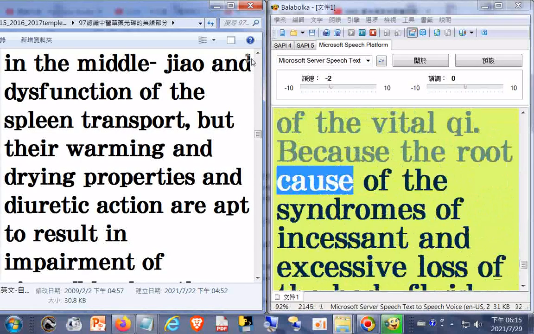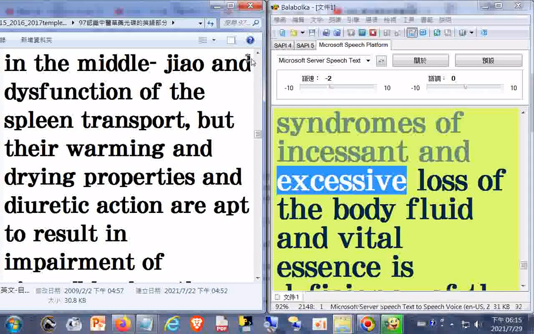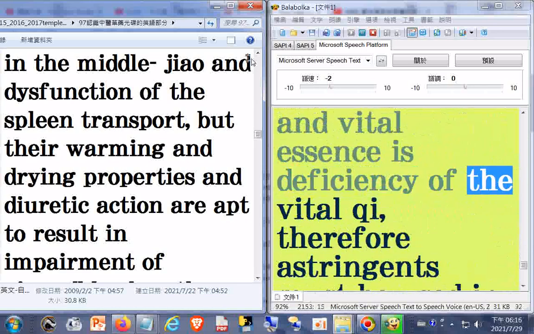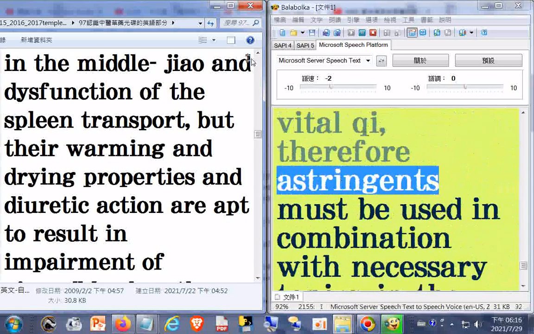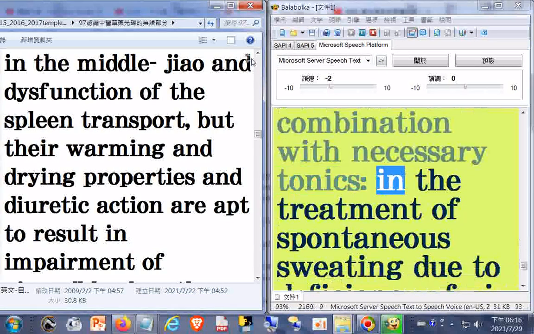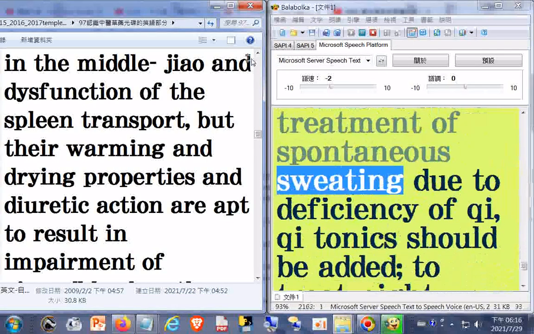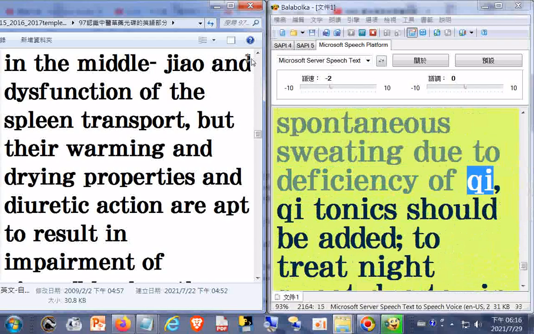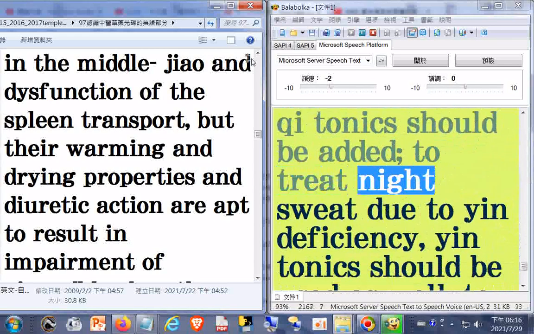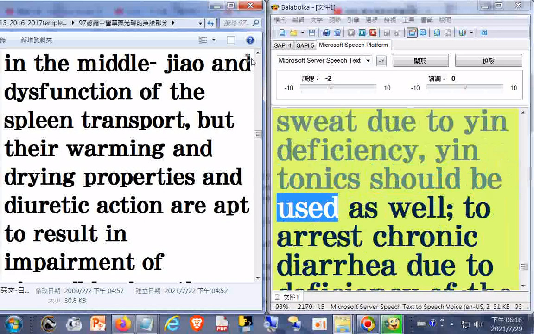Because the root cause of the syndromes of incessant and excessive loss of the body fluid and vital essence is deficiency of the vital qi, astringents must be used in combination with necessary tonics. In the treatment of spontaneous sweating due to deficiency of qi, qi tonics should be added. To treat night sweat due to yin deficiency, yin tonics should be used as well.